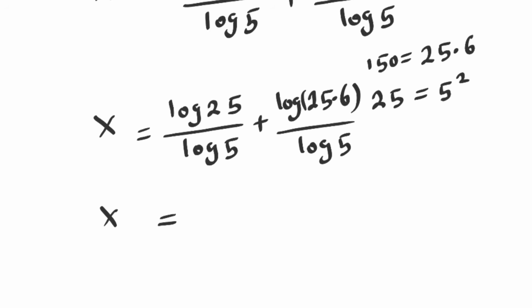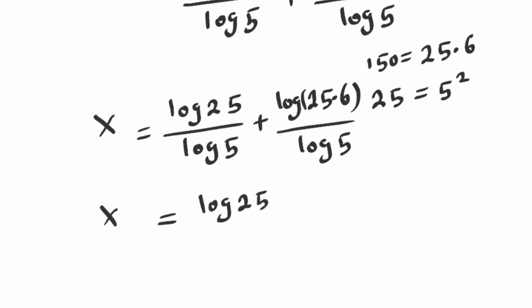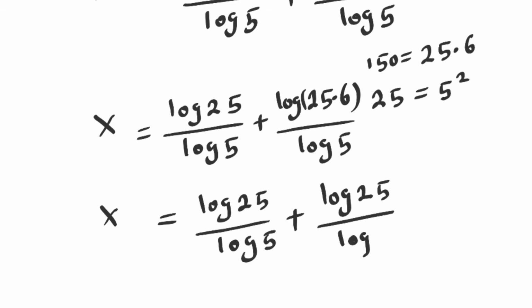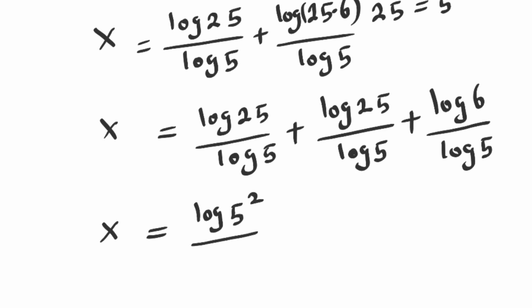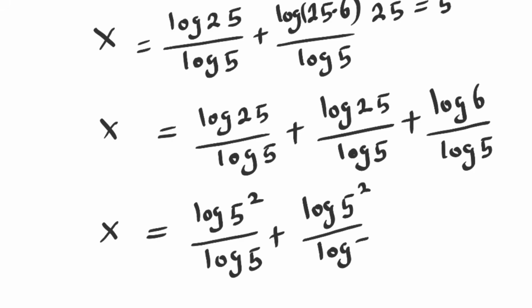x is equal to log 25 all over log 5 plus, if you split this, we have log 25 all over log 5 plus log 6 all over log 5. x is equal to log 25 can be written as log 5 square all over log 5 plus log 5 square all over log 5 plus log 6 all over log 5.